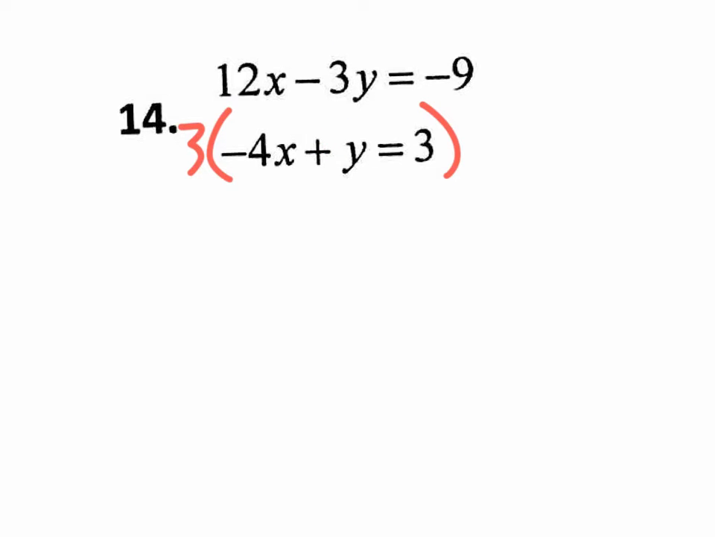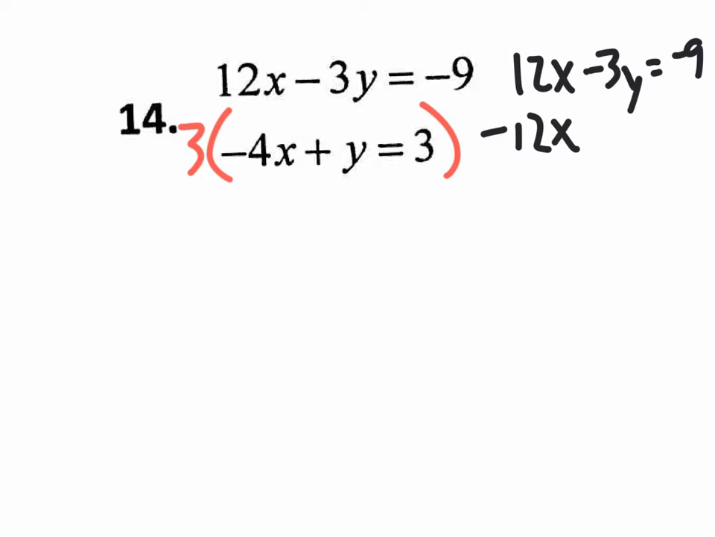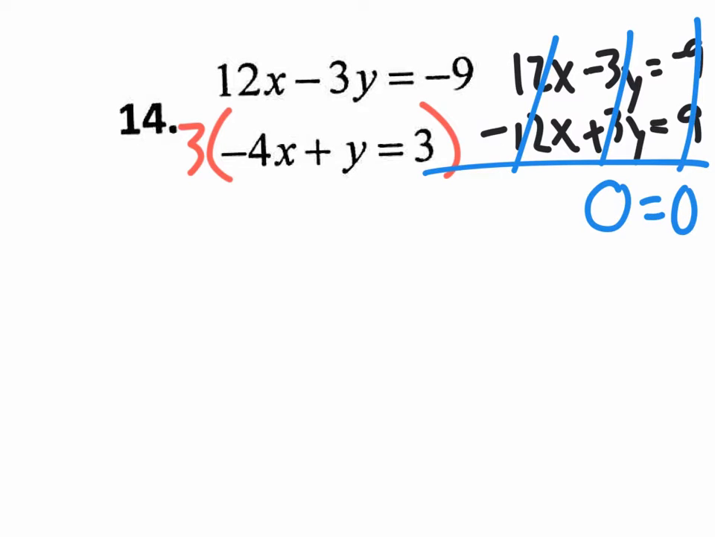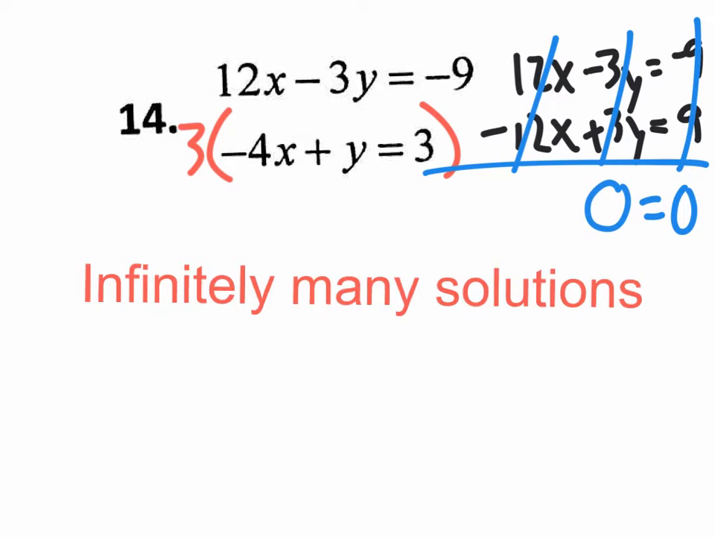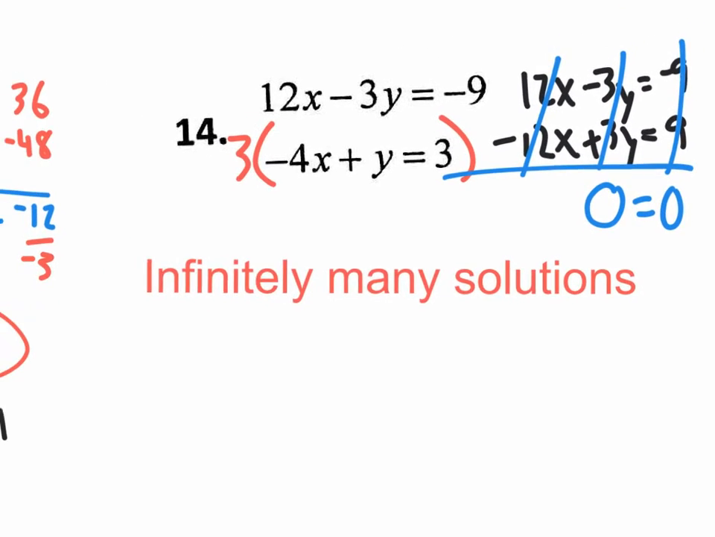So the top one we're going to leave the same. 12x minus 3y equals negative 9. The bottom one's going to change to negative 12x plus 3y equals positive 9. And guess what happens? Everything cancels out. You have 0 equals 0. Now 0 equals 0 is always true. So what do we say? So that's your answer for number 14, infinitely many solutions.